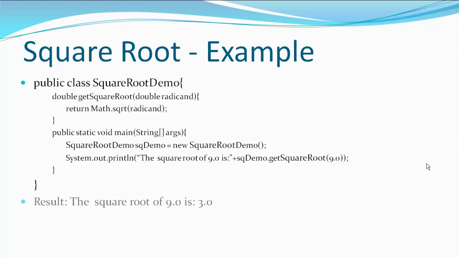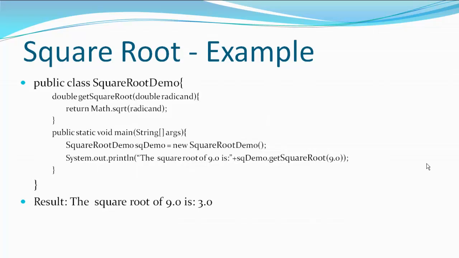As you see here, we have class SquareRootDemo, and inside the SquareRootDemo class, we have the getSquareRoot method, which takes a variable of type double and whose return type is double as well. In the block of this method getSquareRoot, we have the square root function being utilized from the class Math.sqrt, and the argument being passed is radicand.